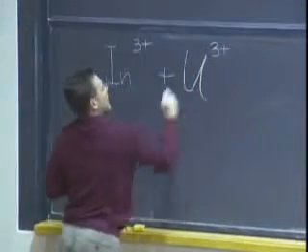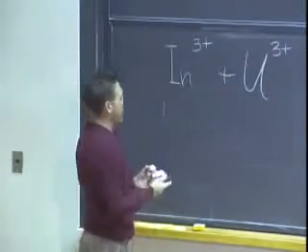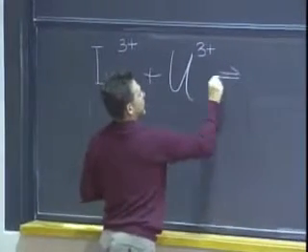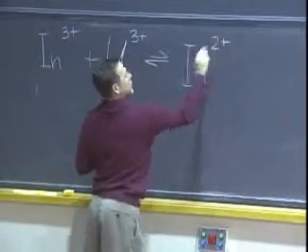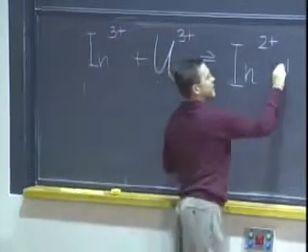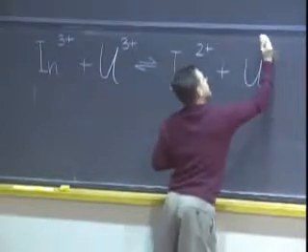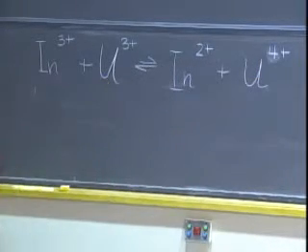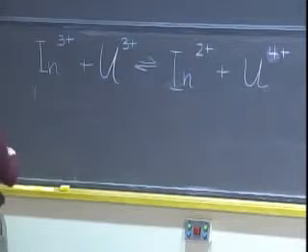And we're going to consider the possibility that indium may react with uranium to provide indium 2+. So we're going from trivalent to divalent indium, and the source of that electron is the uranium 3+ ion going to the uranium 4+ ion. So there's a hypothetical reaction that we want to consider, and we're going to need to be able to express that in terms of half reactions.